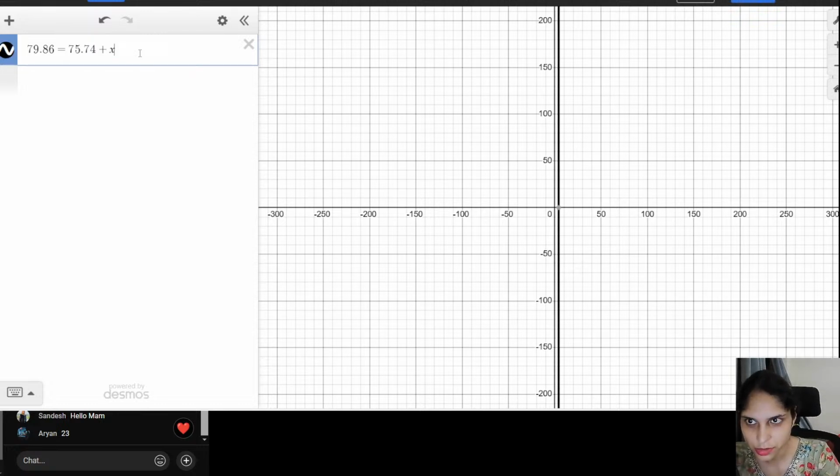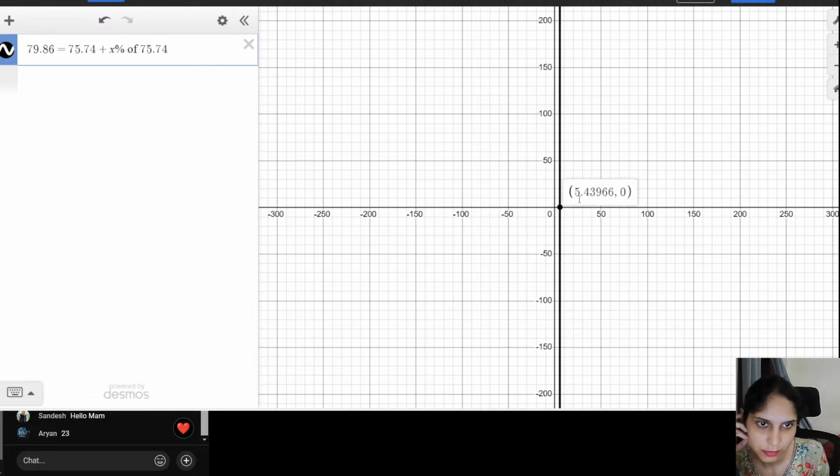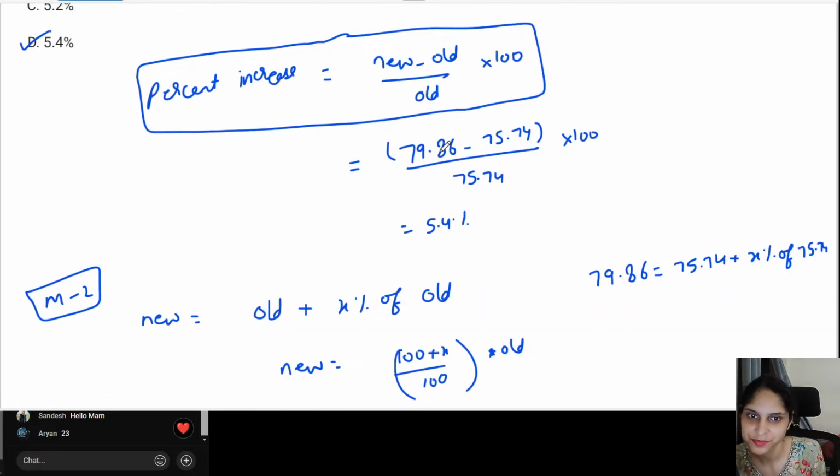Because you're adding certain percentage over here. You will get your answer. Okay? So we can also remember new is old plus some percentage of the old. Through that also you can get your answer, or you can remember this formula, new minus old over old times 100. I would prefer method 1.